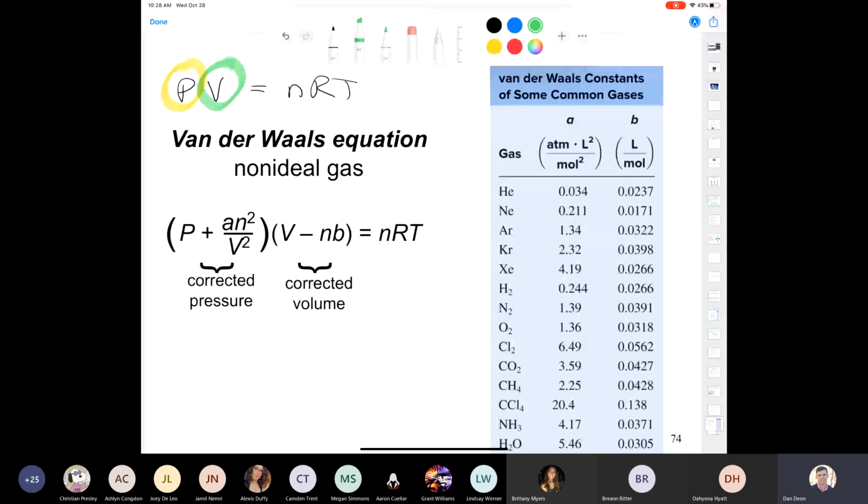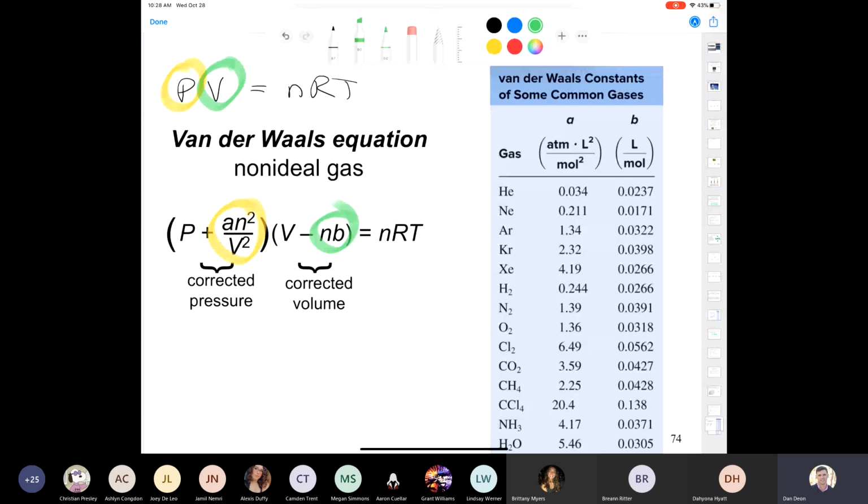And in order for us to make the corrections for pressure and volume, we have to use the van der Waals equation, which is for a non-ideal gas. And here you can see that we have a correction factor for pressure, and we have a correction factor for volume.